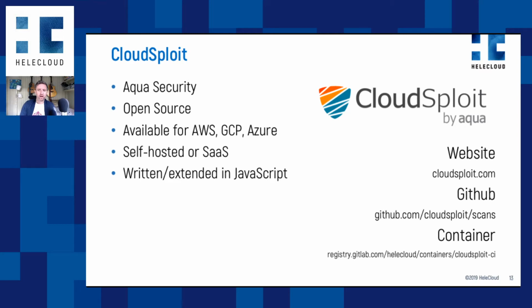You can see from here the setup of the website and the GitHub, and we've built a container if you want to use Cloudsploit on your own that you can just pull from a registry. So you could run docker run with this container, which is at the bottom.